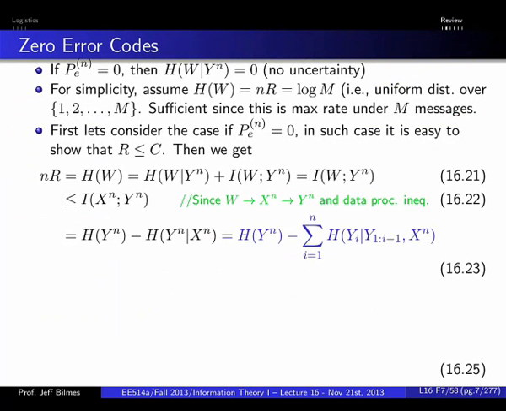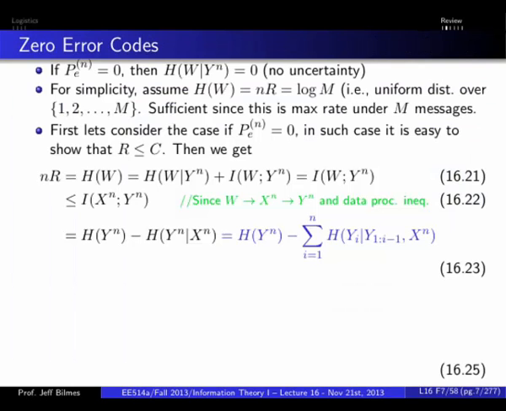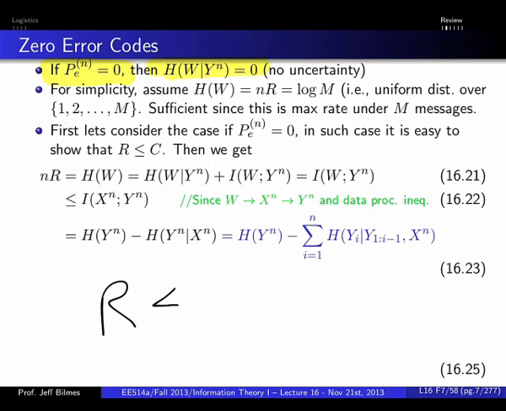Okay, so the notion of a zero error code, we came up with the idea. The first thing we did is we proved that if the probability of error was equal to zero, then we have no uncertainty. And in that case, we can show very easily that R is less than or equal to C, less than C, actually.